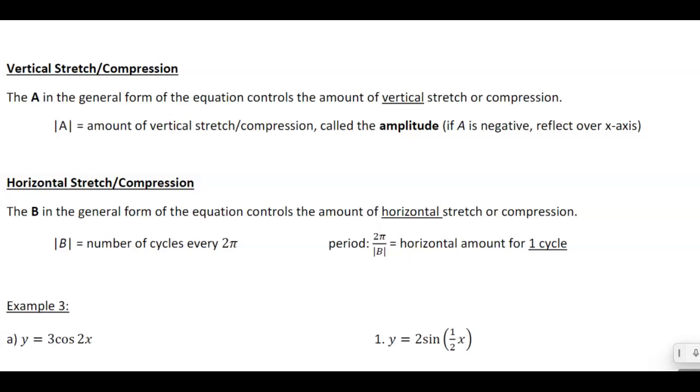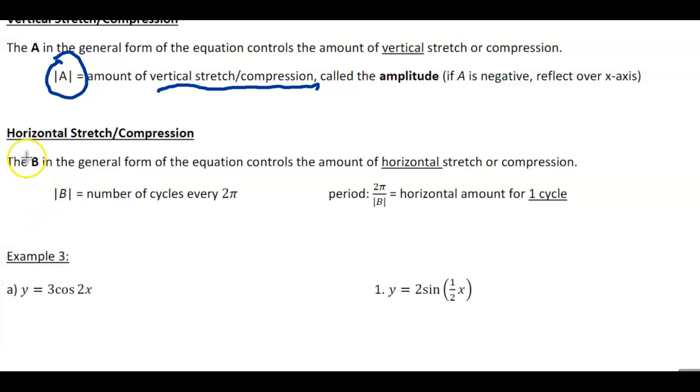Let's start by taking a look at what we did yesterday. Just to remind everybody, we have these different values within our equations. The number in front was called the amplitude, right? And that was the vertical stretch. Then we had this other value of b, which was how many times you cycle through every 2 pi. So it could be half the graph, the whole graph, 2 graphs, right?